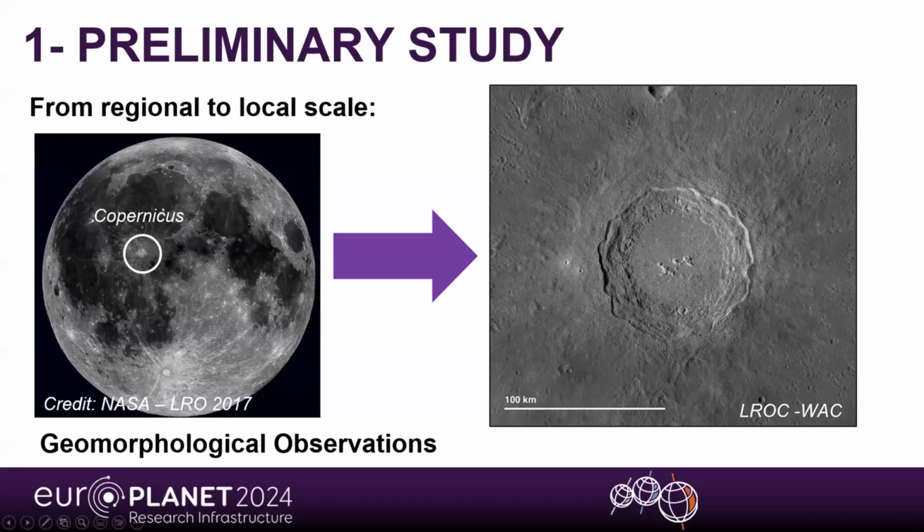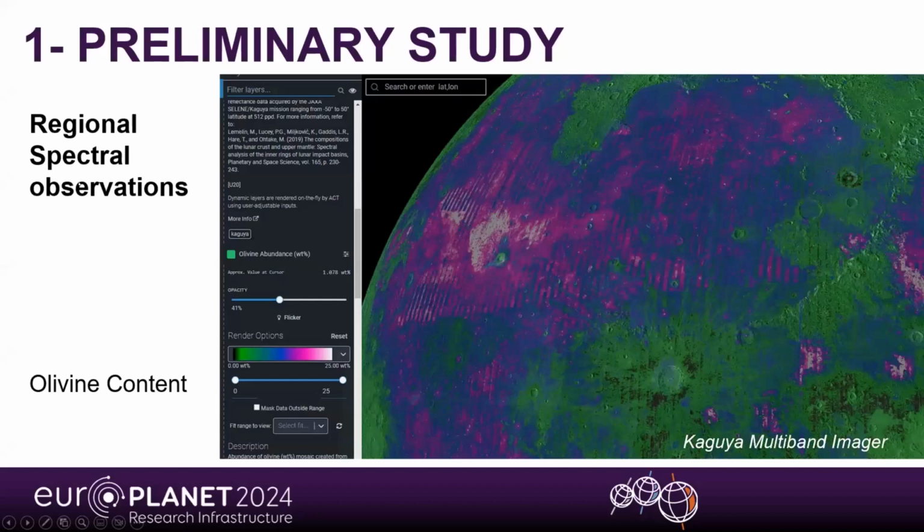So basically here we have basalts and then here anorthosite. So we are on a border between two different kinds of crust, and we have to take this situation into account. Then for the preliminary study, we have to consider the regional scale and then the small scale, the closest observations. Also, we have to take into account the spectral observation.